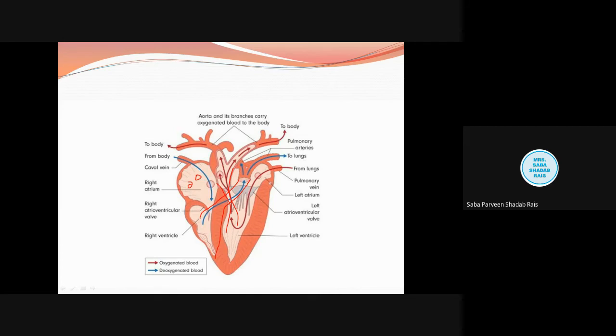So this is all about the anatomical part. Any doubt till here? Yes, students, any doubt? So not, so we can stop for now.